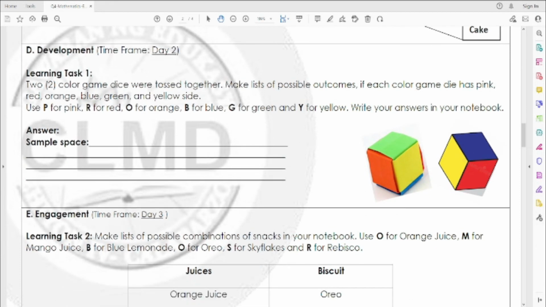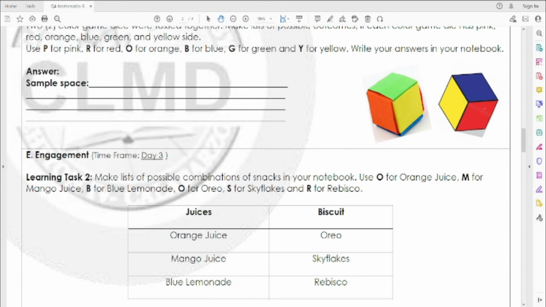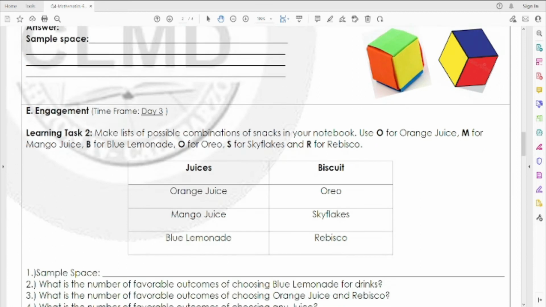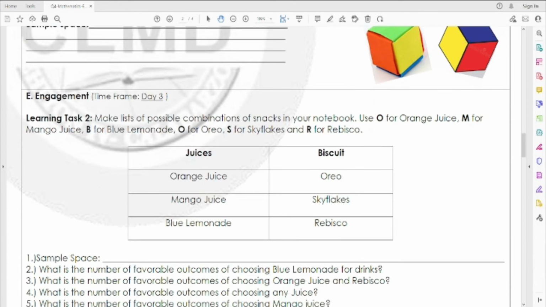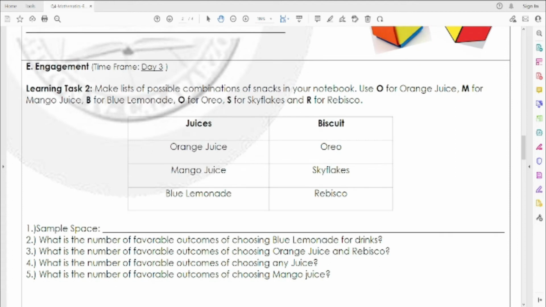Then, for our learning task number 2, make a list of possible combinations of snacks in your notebook. Use O for orange juice, M for mango juice, B for blue lemonade, O for Oreo, S for Skyflakes, and R for Ribisco. So in our chart or table, we have juices and biscuits. Under juices, we have orange juice, mango juice, blue lemonade, while under biscuits, we have Oreo, Skyflakes, and Ribisco. So you will write here sample space number 1.